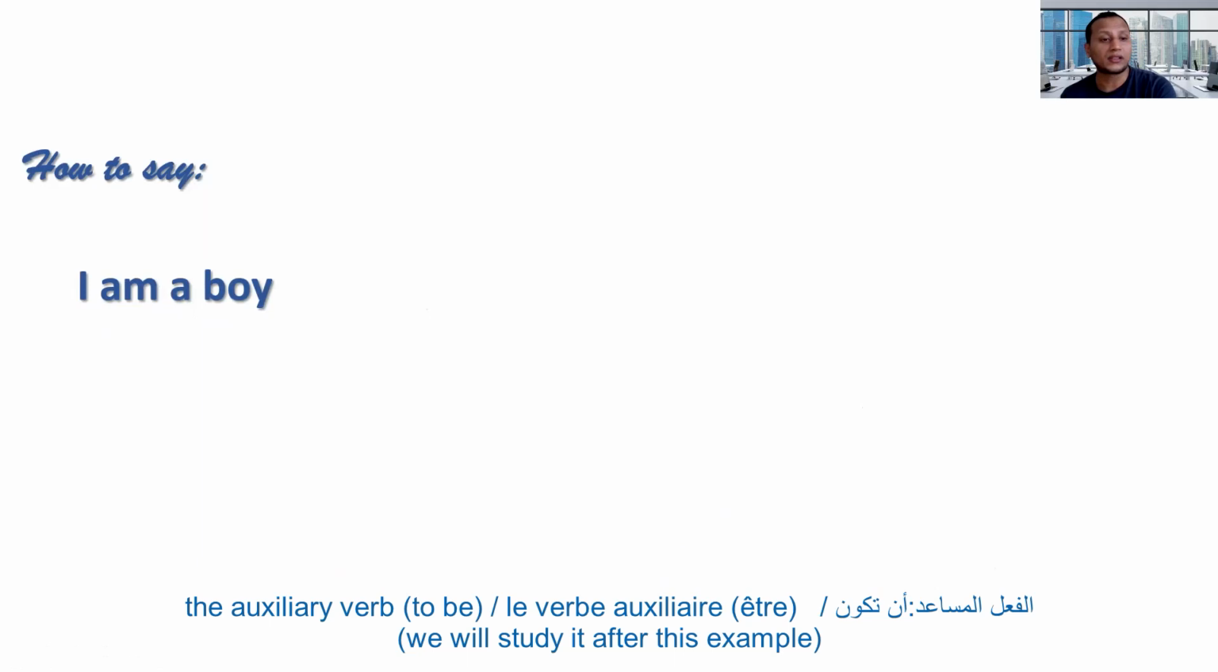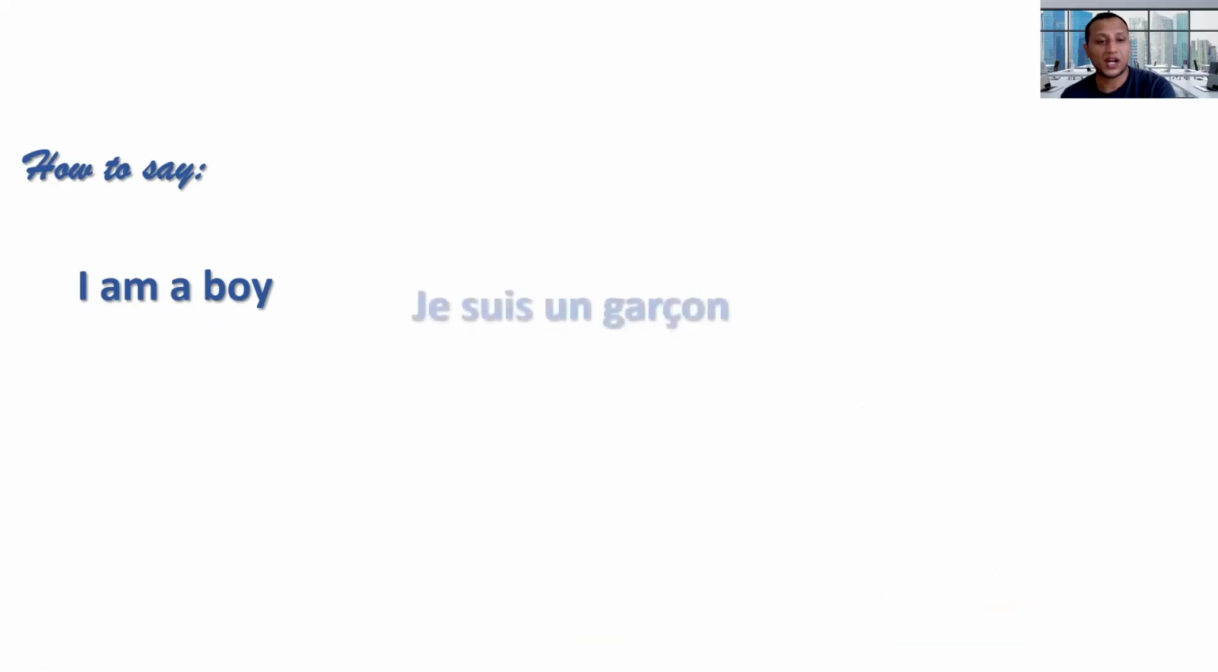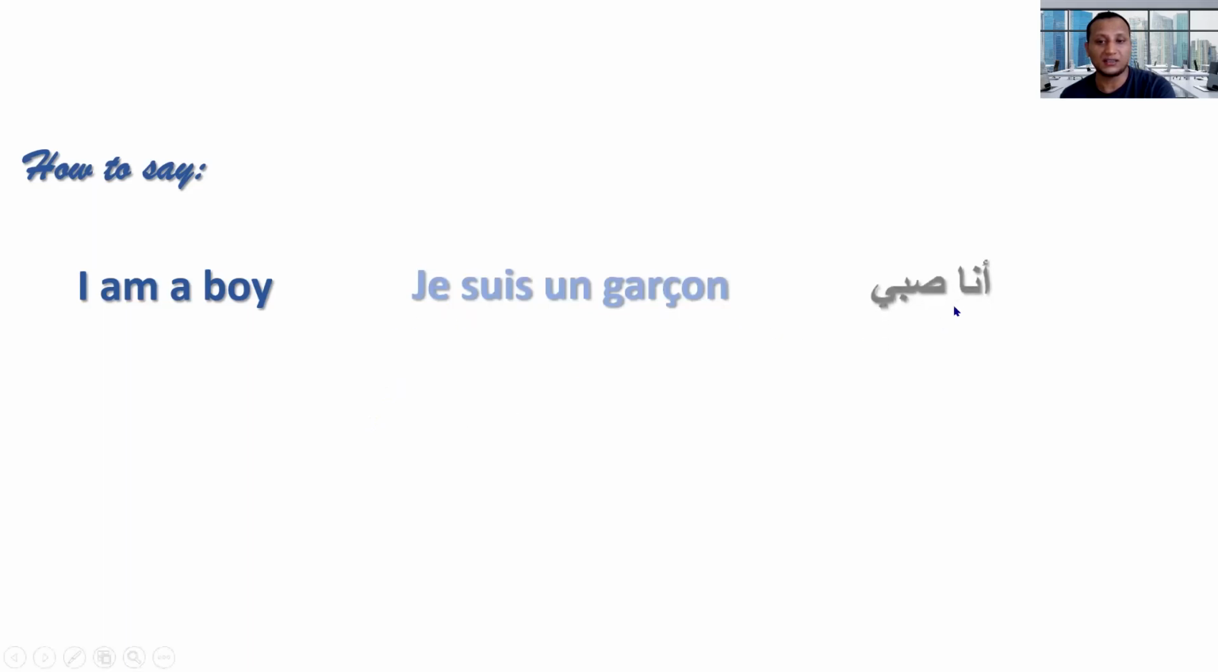I am a boy. How to say I'm a boy in French? Je suis un garçon. I'm giving examples and we're gonna study the verb to be as the first auxiliary verb later. Next. Je suis un garçon in French, and in Arabic, أنا صبي.